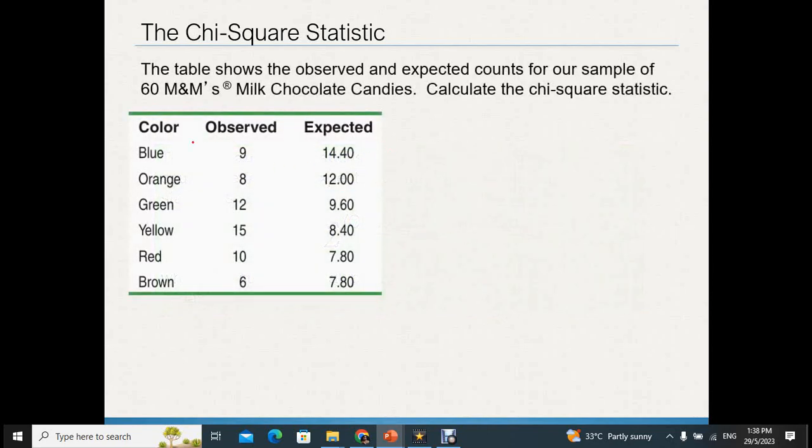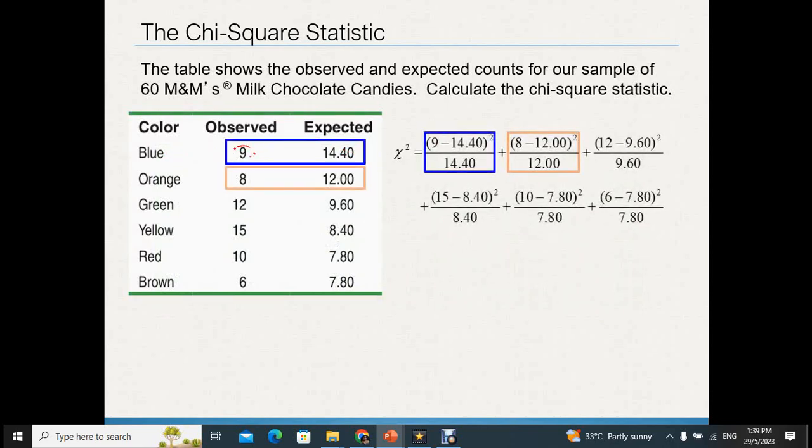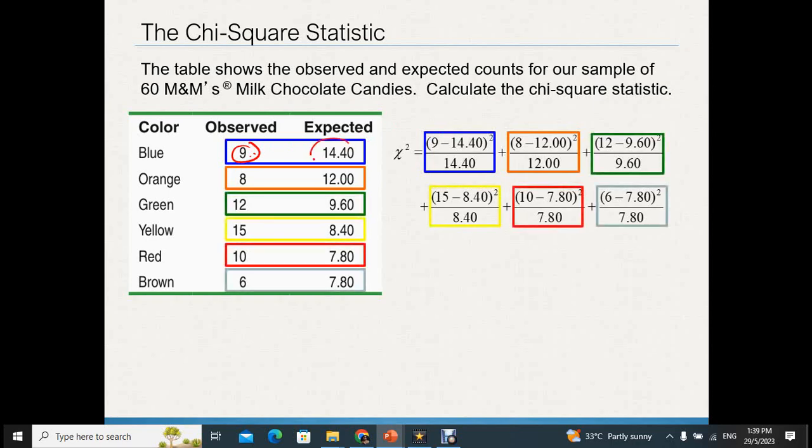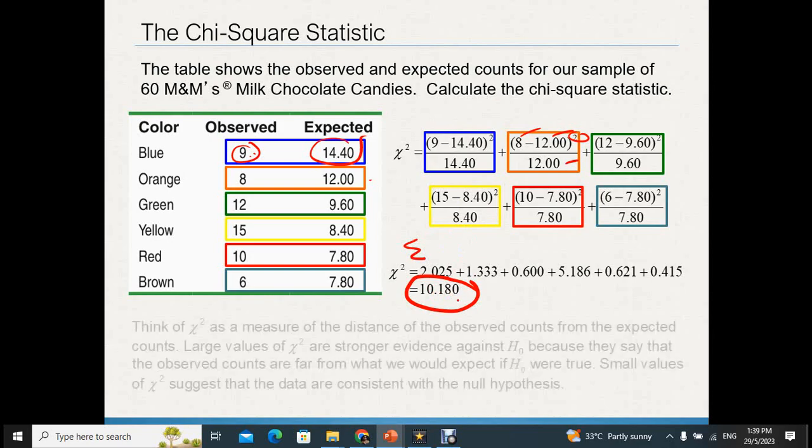So in this case, this is our observed 9, and this is our expected. So 9 minus 14, squared, divided by the expected 14, plus the second one, 8 minus 12, squared, divided by 12. You do it for everything and add it up. At the end you sum everything and you will get 10.180.